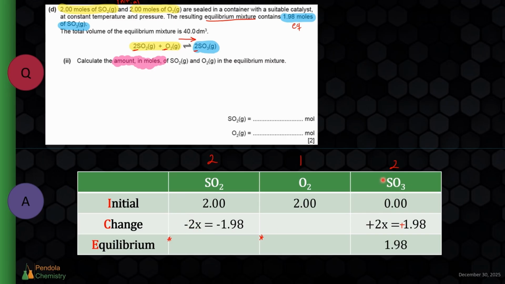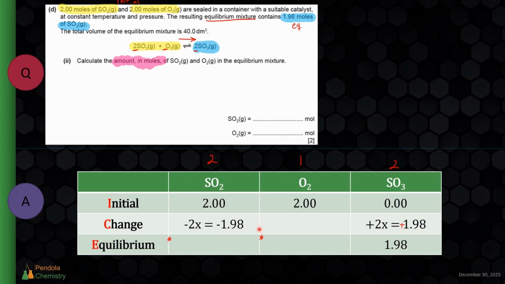Why? Because SO3, which is a product, changed in the positive direction. We created the product, we created SO3. In order to create SO3, we need to use up the reactants because of the forward reaction happening. So the concentrations or the number of moles of SO2 and O2 are going to decrease. So this is going to be a negative 2x. Well, if positive 2x is positive 1.98, then negative 2x is going to be negative 1.98. So the change for the SO2 number of moles is going to be negative 1.98.